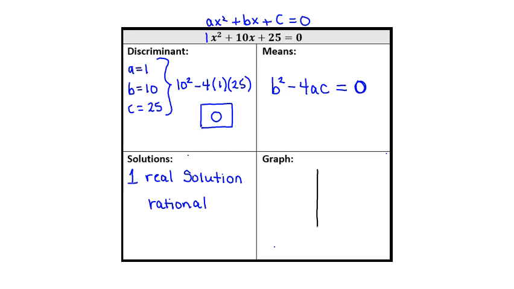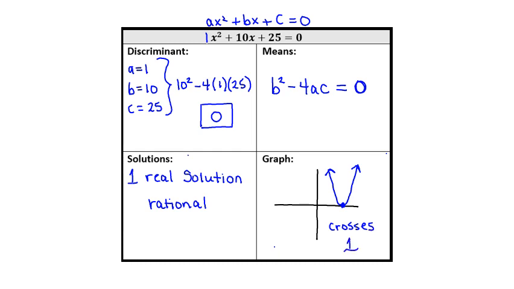Well, if you were to graph this in your calculator, you would notice that it only touches the x-axis one time. That's the reason why it has only one solution, is because it touches or crosses the x-axis only once.